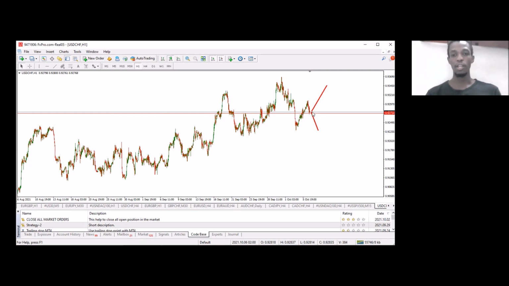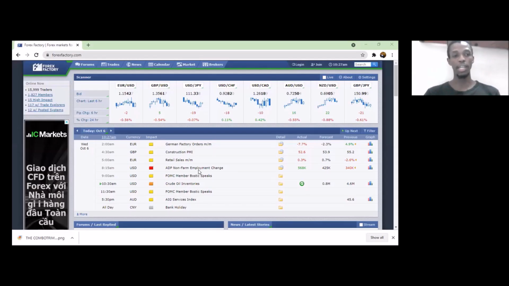Now you're going to go to your calendar. Let's say the news is coming out at 3:30. You're obviously going to choose your pair at 3 o'clock, and then we're going to go to the news to actually check. So guys, you're going to come to forexfactory.com.